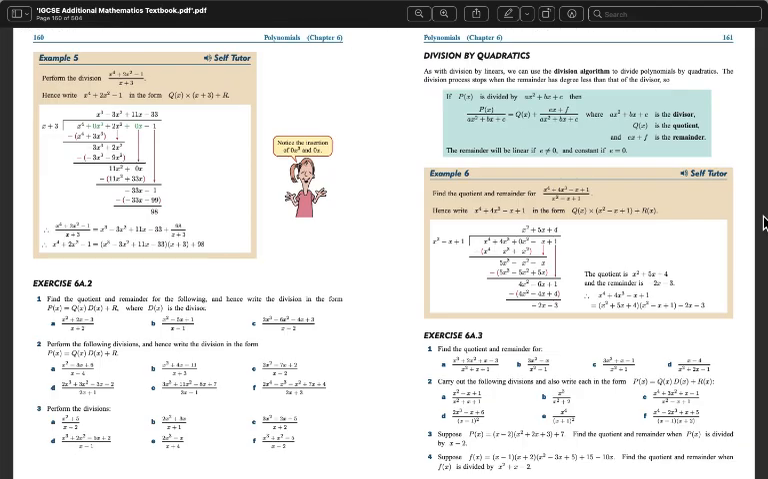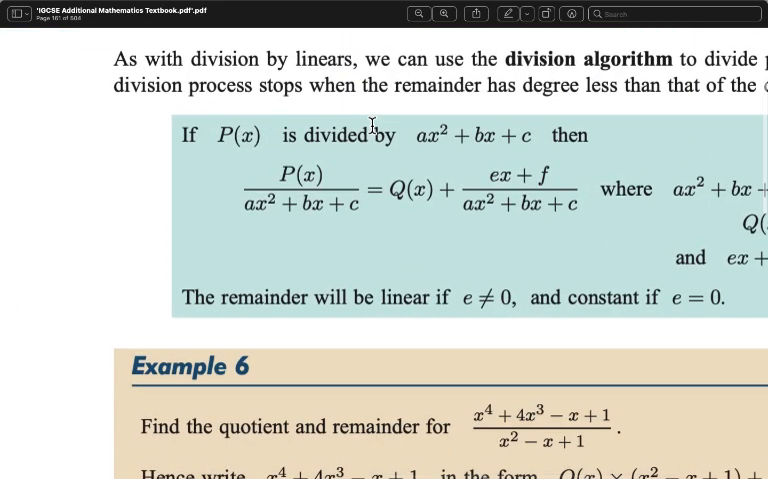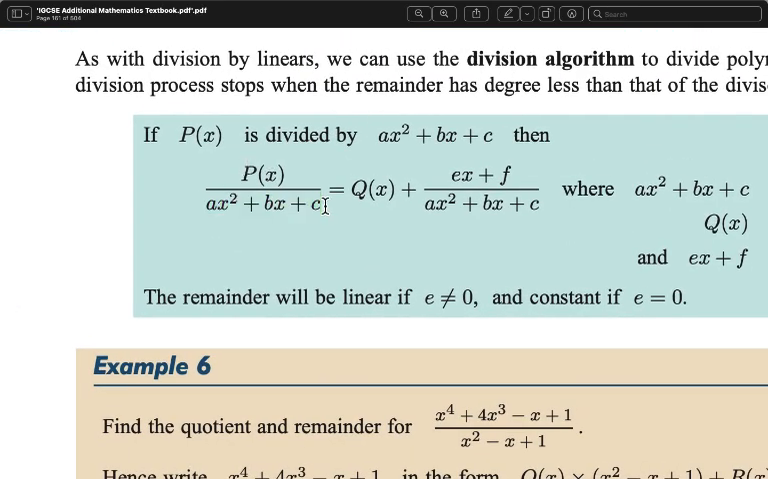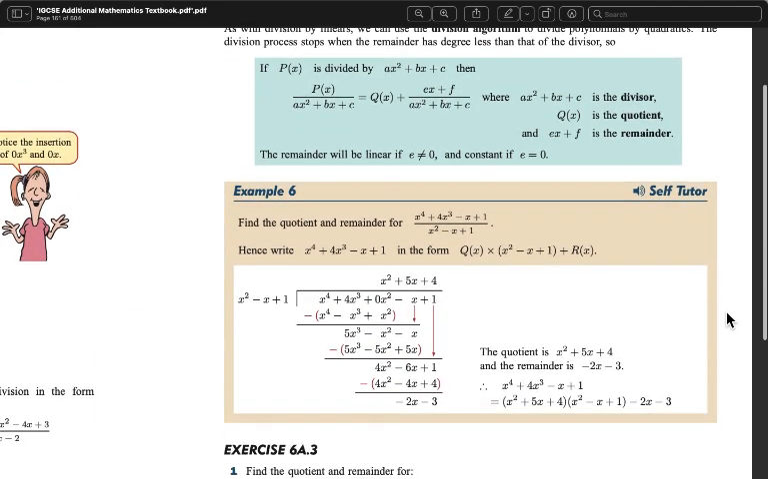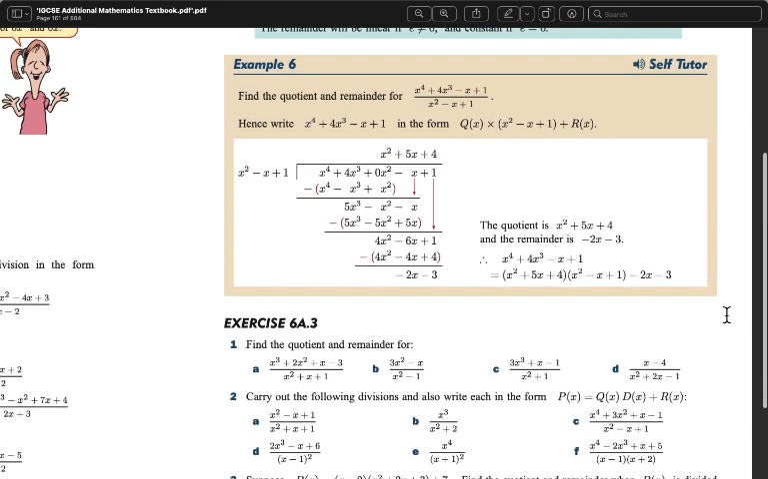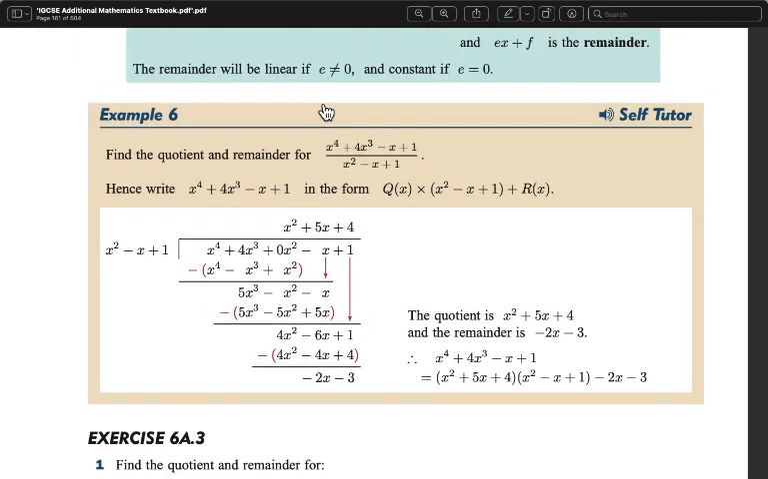But now let's look at a more complicated way, division by quadratics, which means that the divisor will be a quadratic function rather than a linear function. However, usually the whole process is the same. So for example, in this equation, x⁴ plus 4x³ minus x plus 1 divided by x² minus x plus 1.